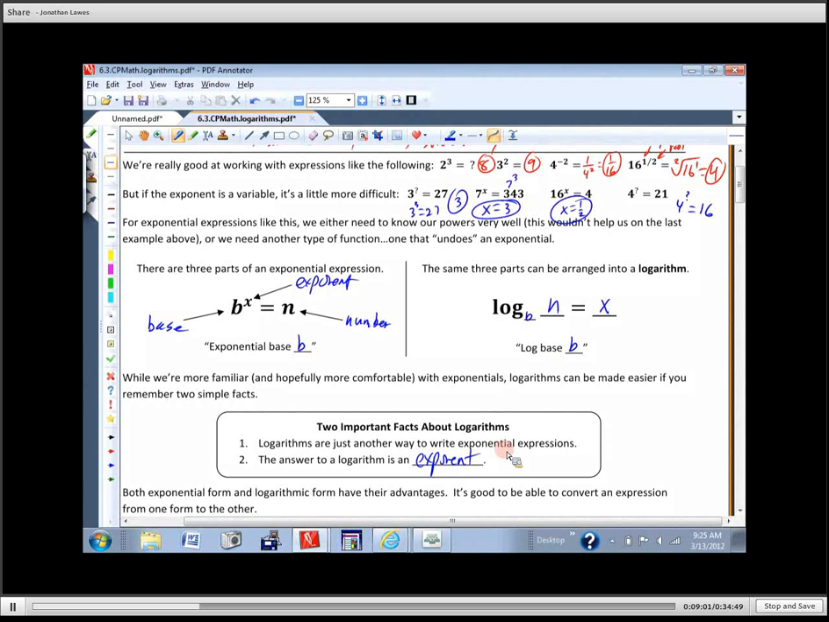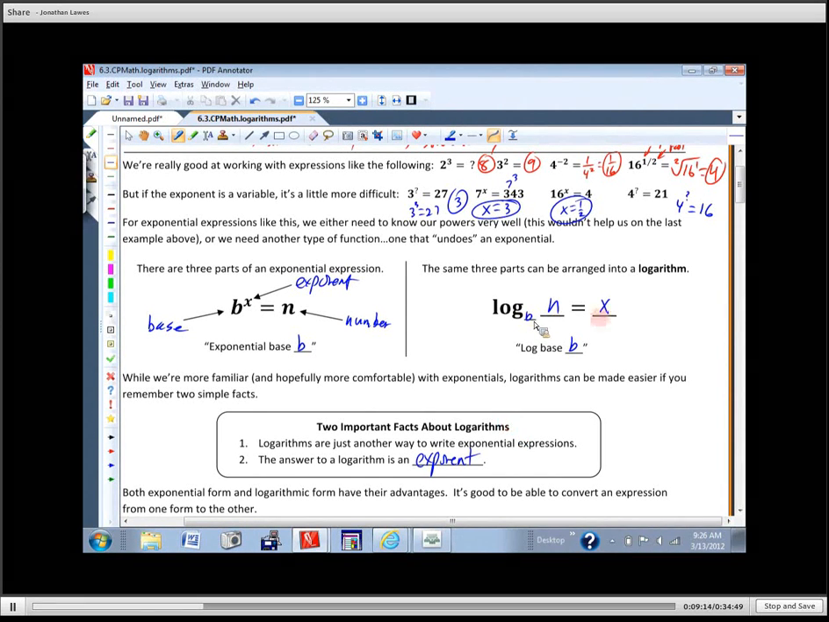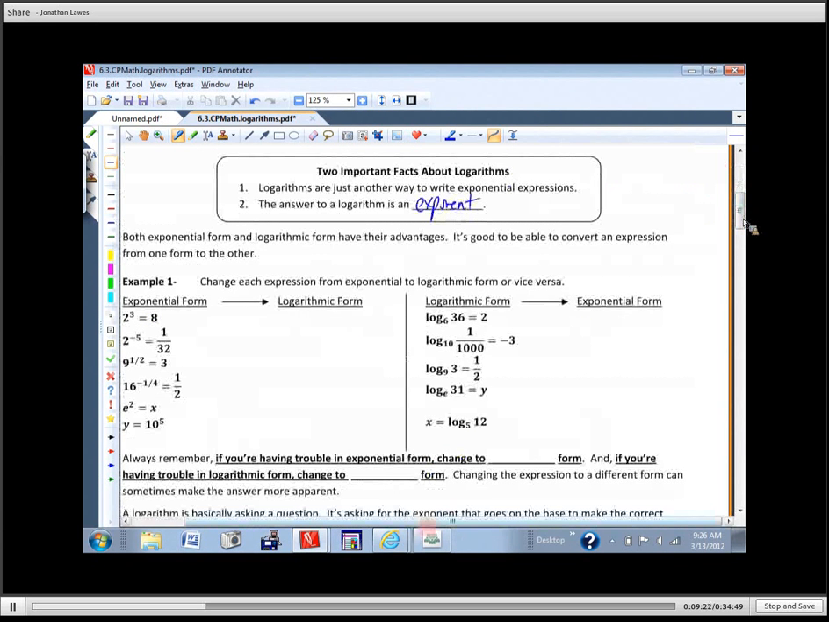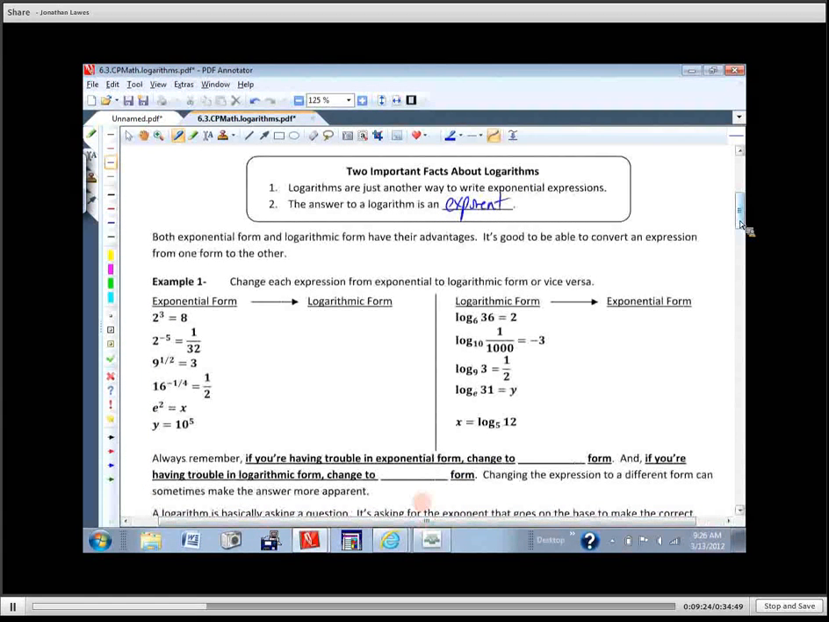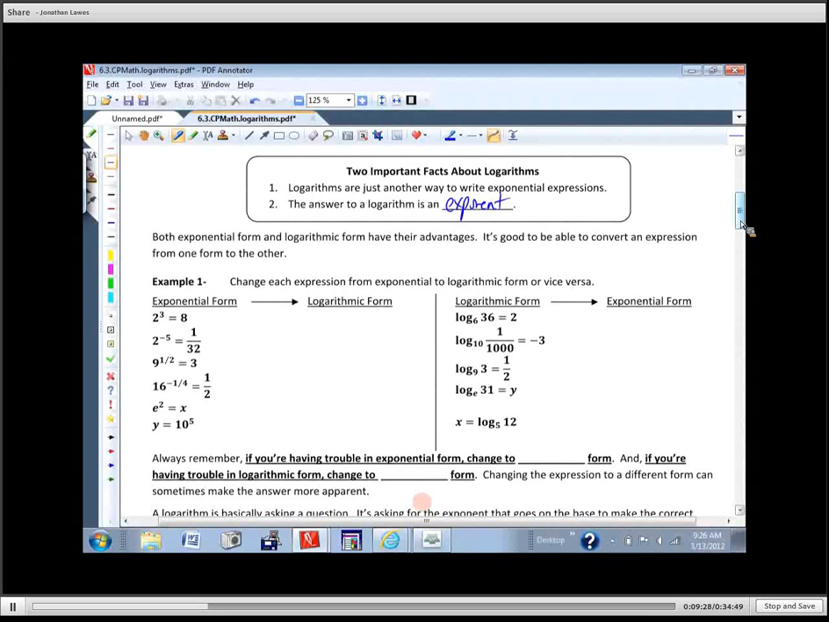Now, the base shouldn't be a problem here. We say log base B, we say exponential base B. We say exponential base 5, we'd say log base 5. So the base has got to go right here. The exponent has to go on the other side. The answer to a logarithm is an exponent. If you keep that in mind, you're going to be in pretty good shape. So what we want to work on is going from exponential form to logarithmic form, because sometimes it's going to be helpful to write things in logarithmic form, and sometimes it's going to be helpful to write them in exponential form.